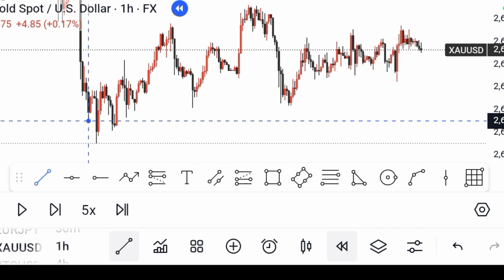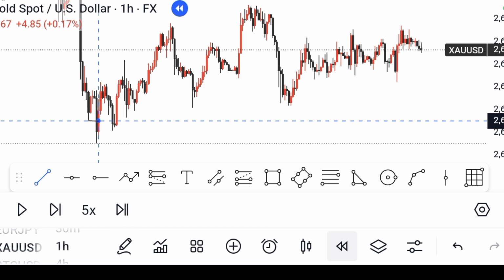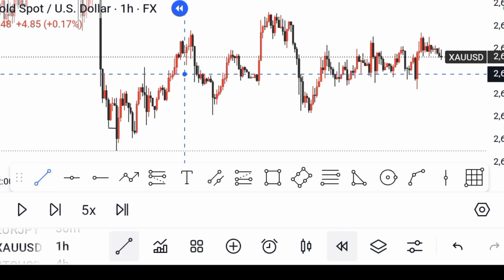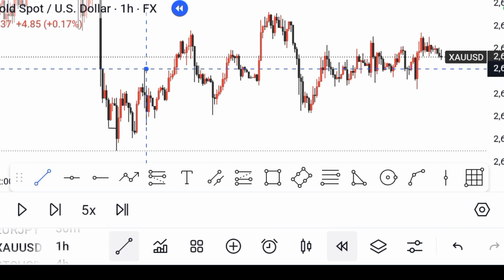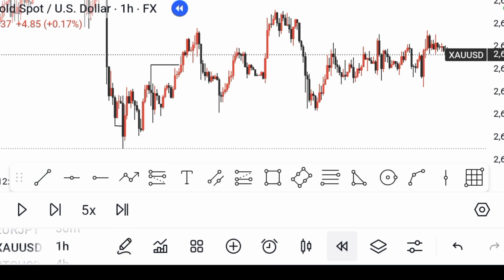As you can see, we have our sweep right here. We have our sweep right there, and then we have our break of structure here, our first break of structure to the upside. So once you have something like this, what do you want to check out for? You want to check out for structural liquidity.